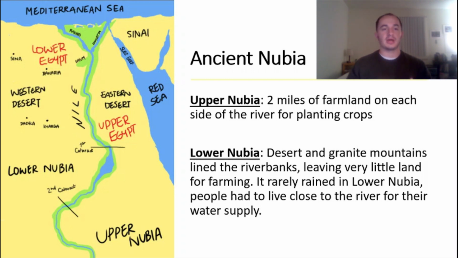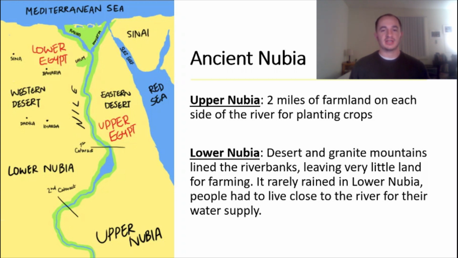You start from the bottom, which they at first thought was the Mediterranean Sea, or they first imagined and thought of as the main spot, and then they went out towards Lower and Upper Egypt and Lower and Upper Nubia. So Upper Nubia, 2 miles of farmland on each side of the river. This is the bottom part. This is really useful for all the planting crops in the area.